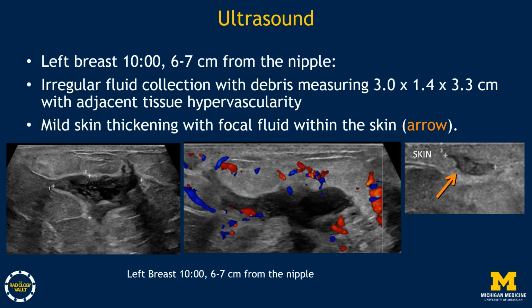This is another case of an ultrasound presentation with the left breast at 10 o'clock, 6 to 7 centimeters from nipple. There was an irregular fluid collection with debris that measured up to 3.3 centimeters. There was adjacent tissue hypervascularity and mild skin thickening with focal fluid within the skin demarcated by this orange arrow.